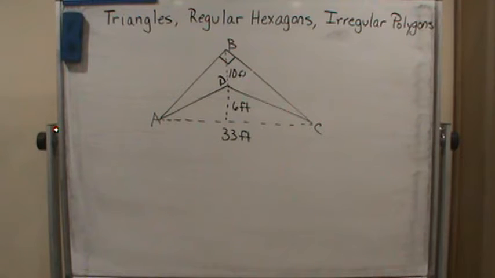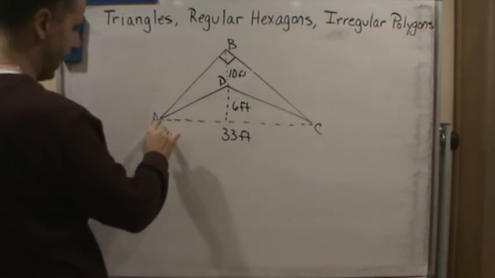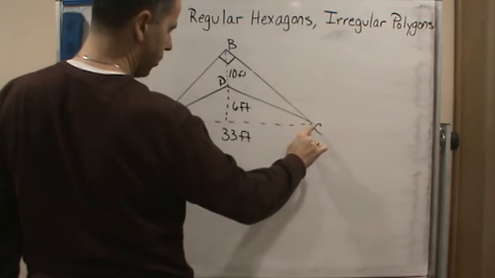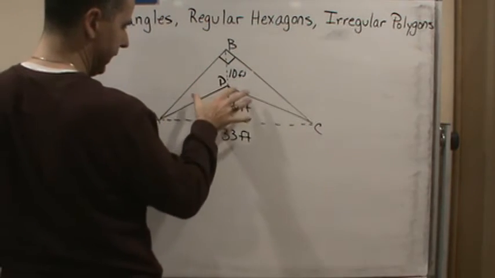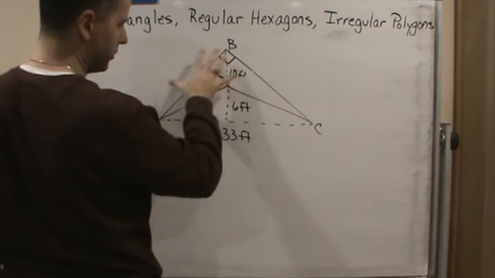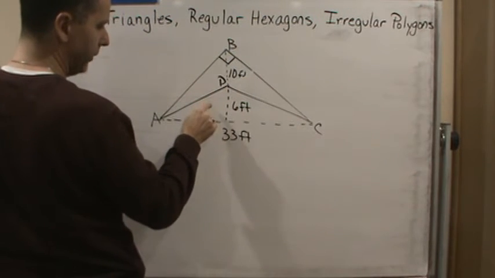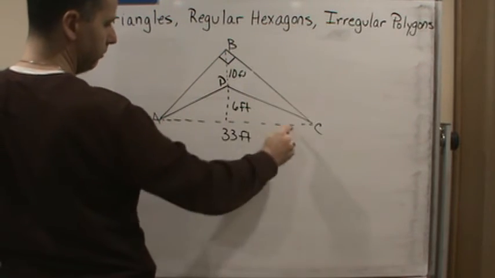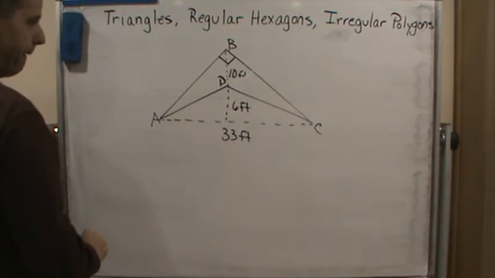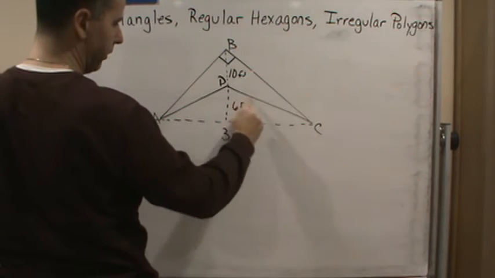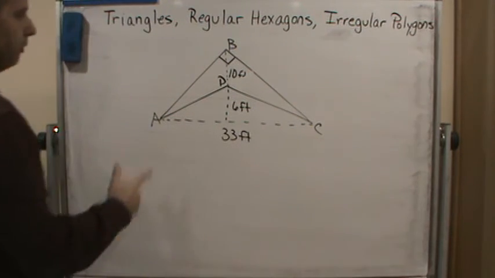Okay, so how do we find the area of this thing? Well, what if we just add a triangle here? So here's our picture. Why don't we just add this triangle to it, find the area of the large triangle, and then subtract off the area of this smaller triangle, and we'll be done.